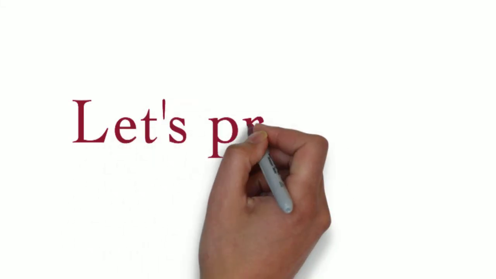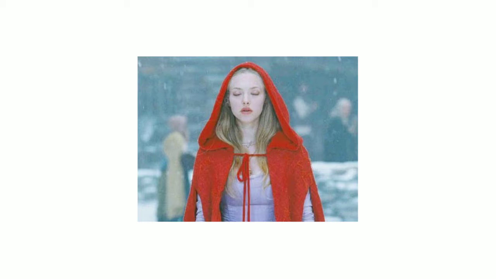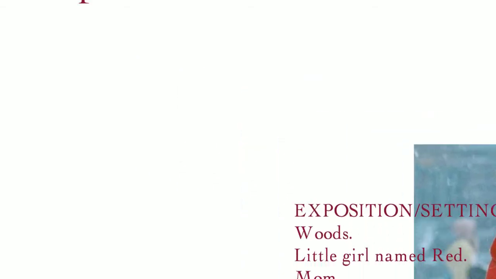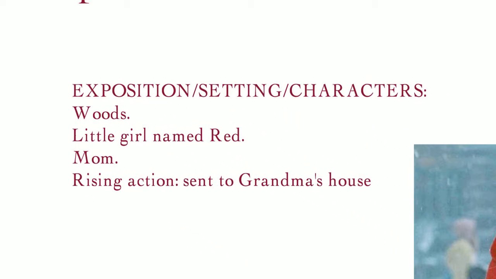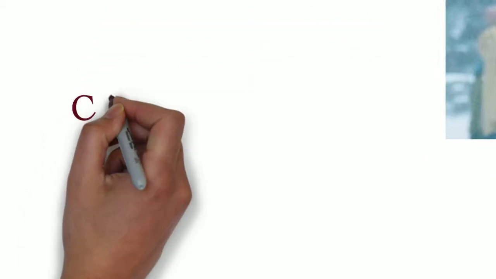So let's kind of practice some thinking out loud here. Let's take the story of Little Red Riding Hood. She's clearly the main character. The story's even named after her. And the exposition is the explanation of what is going on. It's the setup of a situation. The setting, the characters were in the woods. There's a little girl named Red. And here comes the conflict.